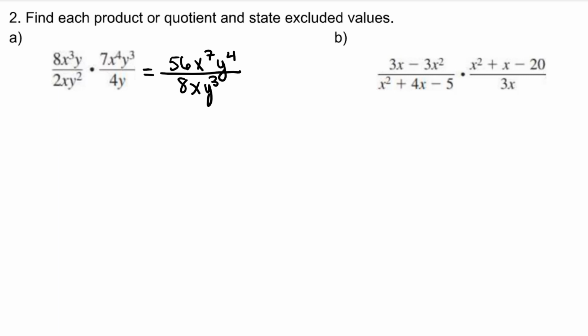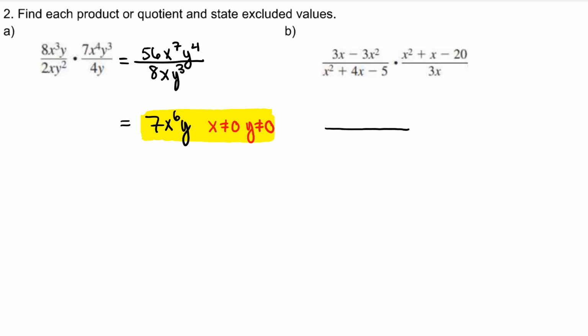Now let's look at those excluded values. What can't be 0? Well, x cannot equal 0 and y can't equal 0 because both of those would make your denominator equal to 0. Now let's reduce. In order to reduce it, let's divide. That makes our answer 7x to the 6 times y with excluded values of 0 for x and y. For part B, begin by factoring.